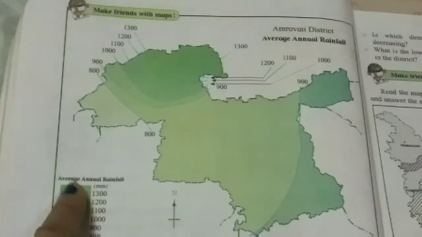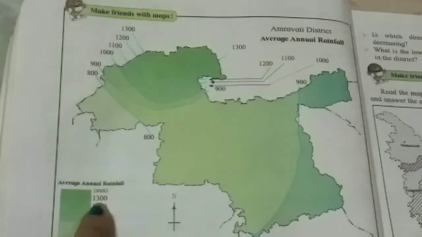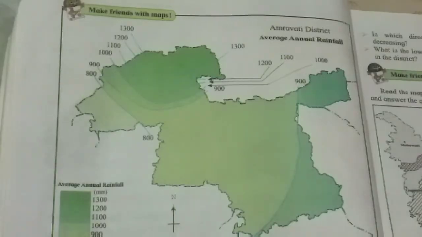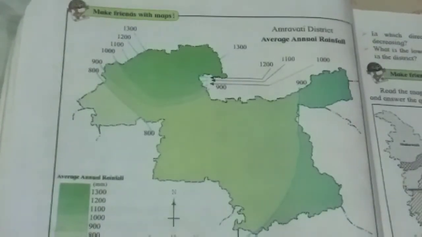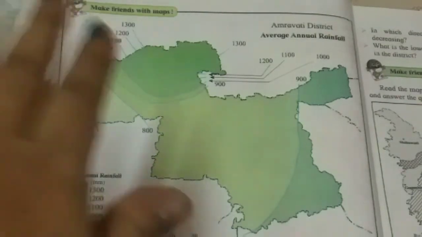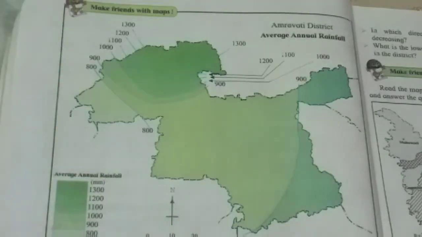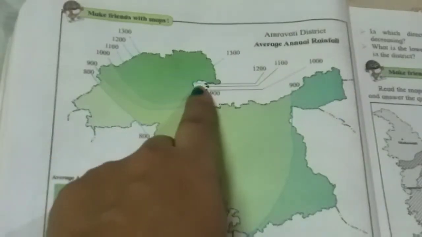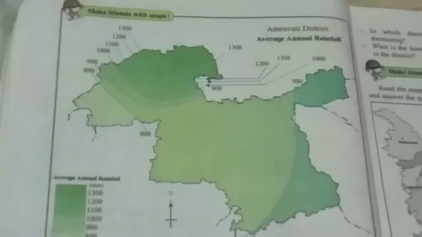Okay, see here, this is the average annual rainfall and it is given in mm: 1300, 1200, 1100, 900 and 800. This is the Amravati district average annual rainfall. Now see here, in which part of the district is the rainfall more? So you can see here 1300 mm, and clearly it is given here also 1300 mm. So we can say rainfall is more in the northern part of the district.